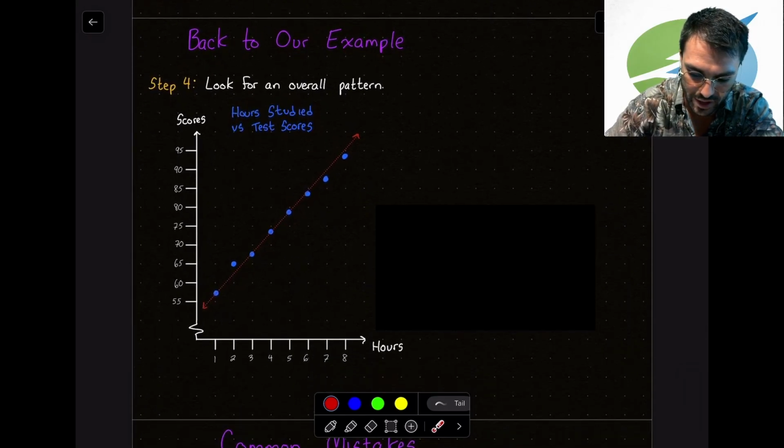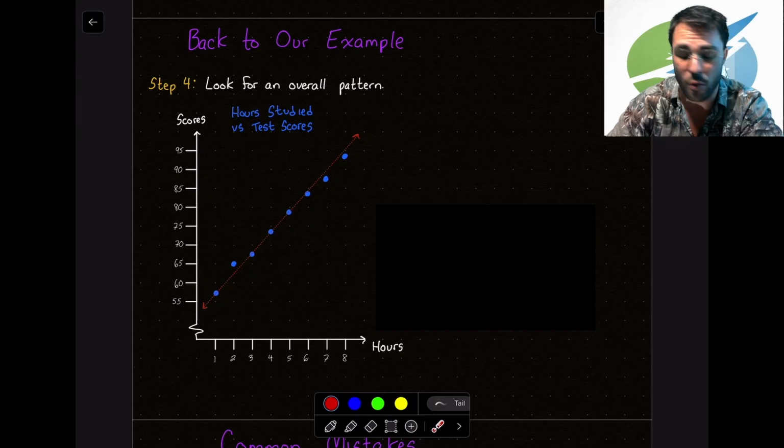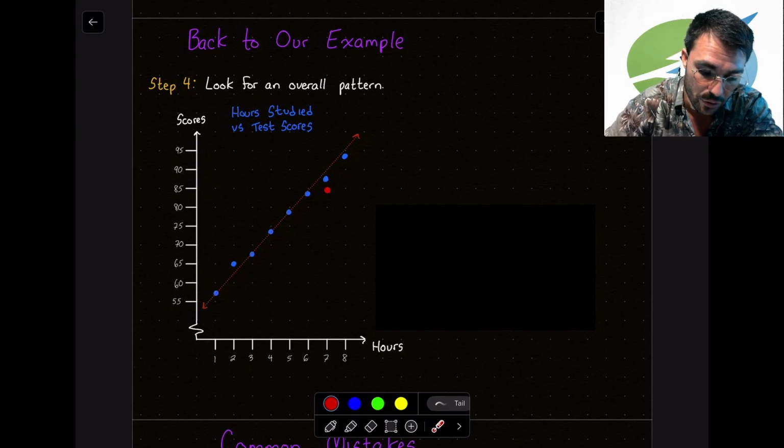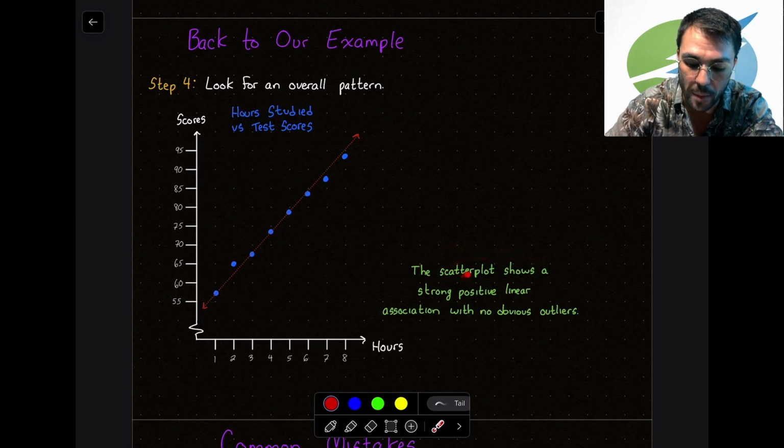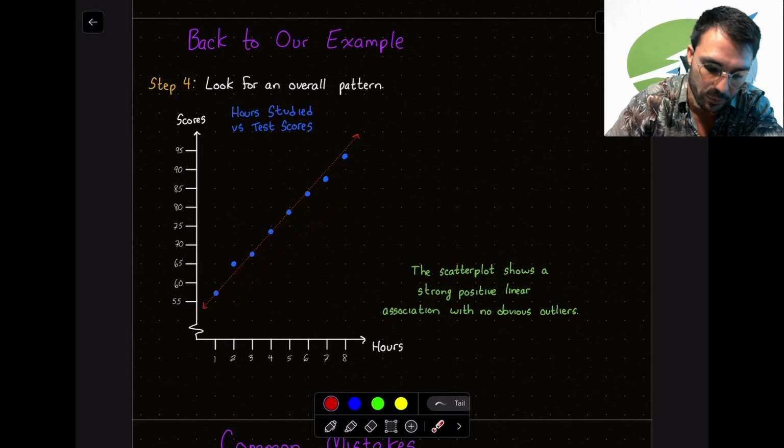But for this example, here's the example we have. I drew our imaginary line here. I just kind of eyeballed it. There's much better ways to do this, which we will go into, but for now, eyeballing it is fine. We could see for our imaginary line, 1, 2, 3, 4, 5 out of 8 of our points touch the line. 3 of them are slightly off. So we could say this scatter plot shows a strong positive linear association with no obvious outliers. All the points are very close to this line. Okay, cool. And this is the basic idea for scatter plots.